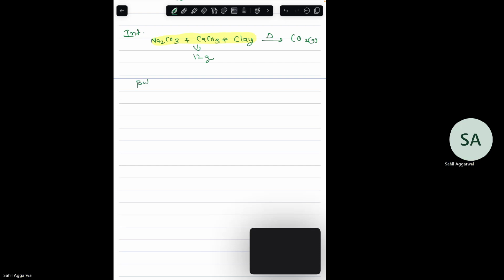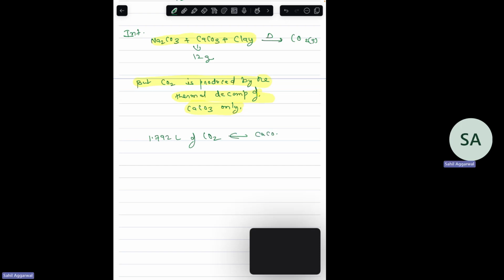But CO2 is produced by the thermal decomposition of CaCO3 only. तो हम कह सकते हैं कि if we are getting 1.792 liter of CO2, it must be coming from CaCO3 only. इससे हम CaCO3 के मोल्स निकाल सकते हैं.